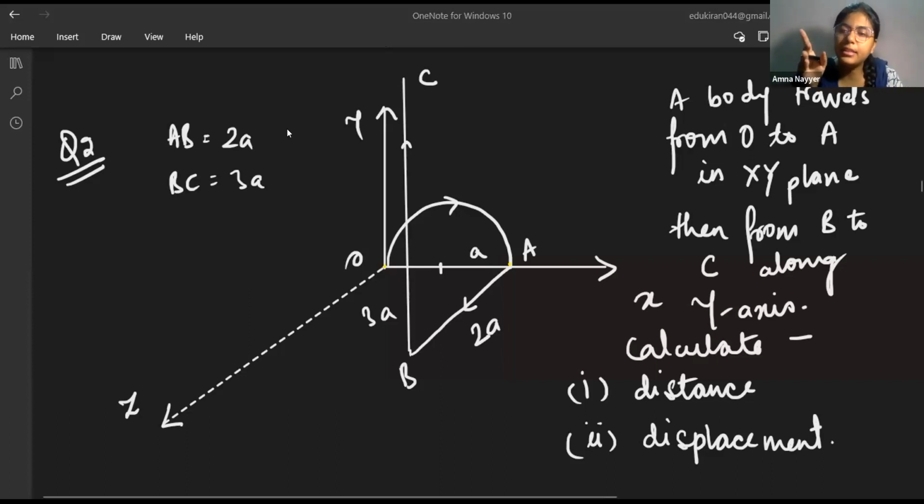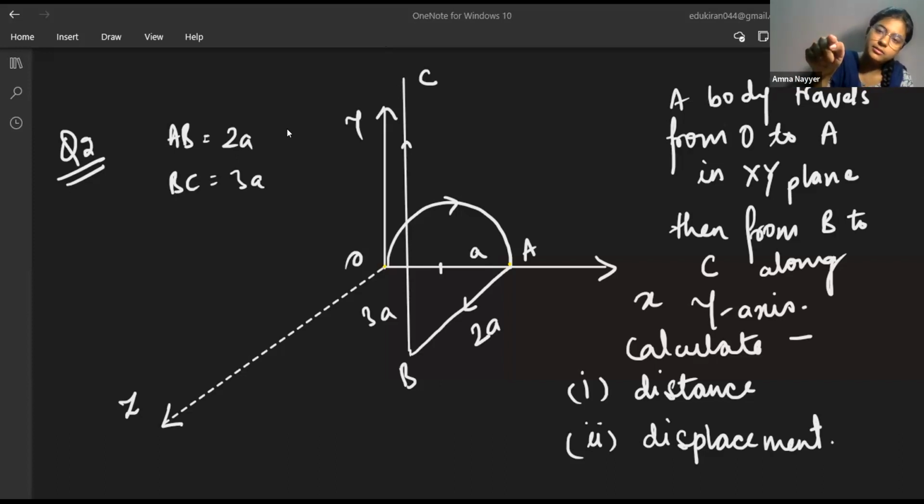See, the question is saying that a body travels from O to A. So this is in the form of a semicircle, O to A. Then AB in the XZ plane, right? Then BC upwards, that is along the y-axis. So see, if you see the distance, what is this part? If the radius is A, then what will this be?